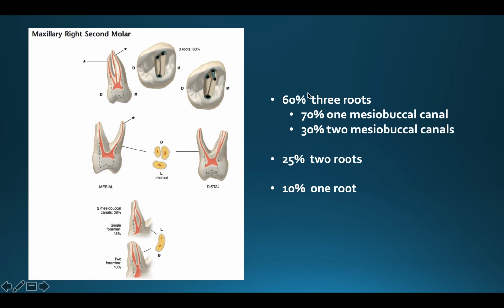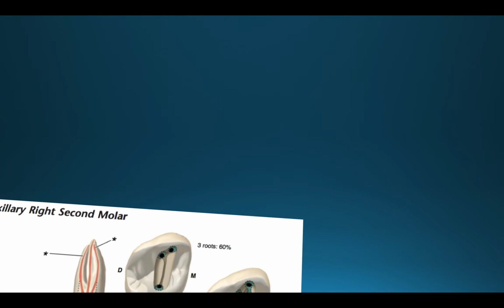The studies have shown that in 60% of maxillary second molars, it will have 3 roots. In 70% of the cases, there will be 1 mesiobuccal canal in the mesiobuccal root, and in 30% of the cases, almost 1/3 of the cases, will have 2 mesiobuccal canals. In 25% of the teeth, they will have 2 roots only, not 3 roots. And in 10% of the cases, it will have just 1 root with 1, 2, 3, or 4 root canals.